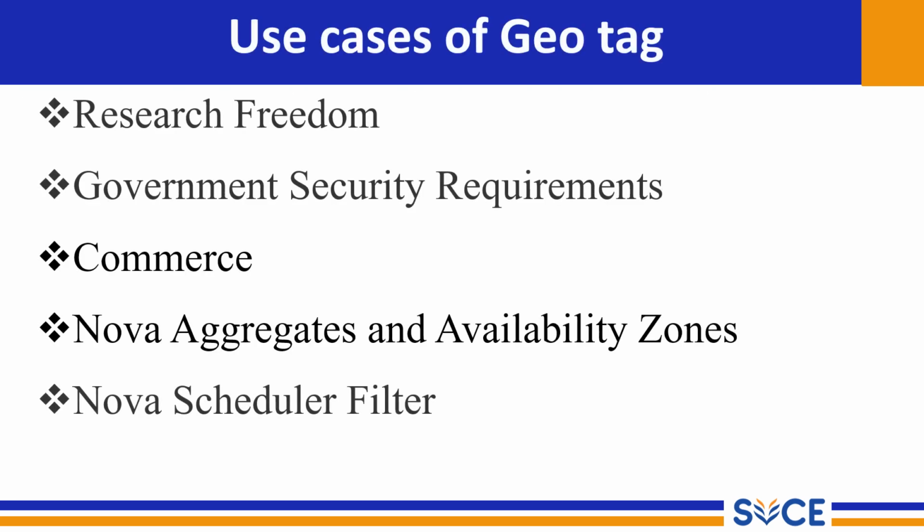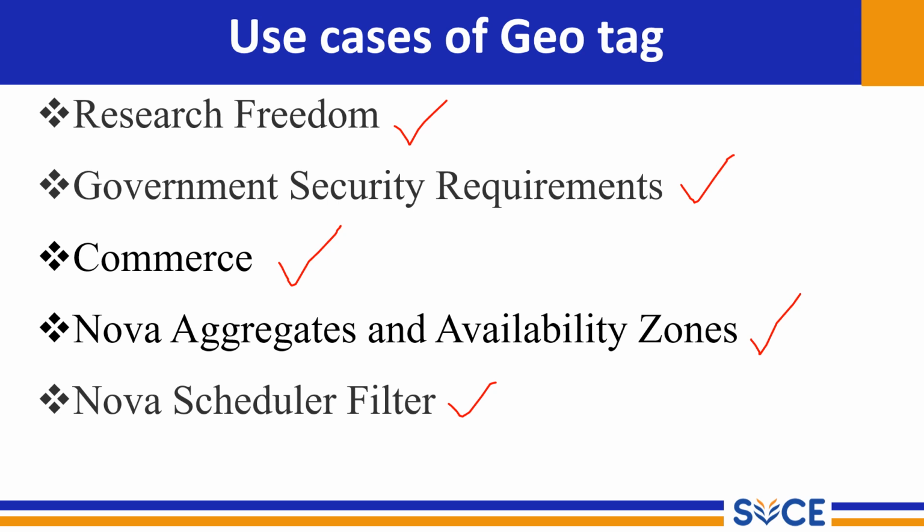Next topic is, what are the use cases of geotag? First is research freedom, second is government security requirements, third is commerce, fourth is Nova aggregates and availability zones, and last is the Nova scheduler filter. So these are the common use cases of geotag. Apart from that, we also have some description regarding each of these geotag use cases.